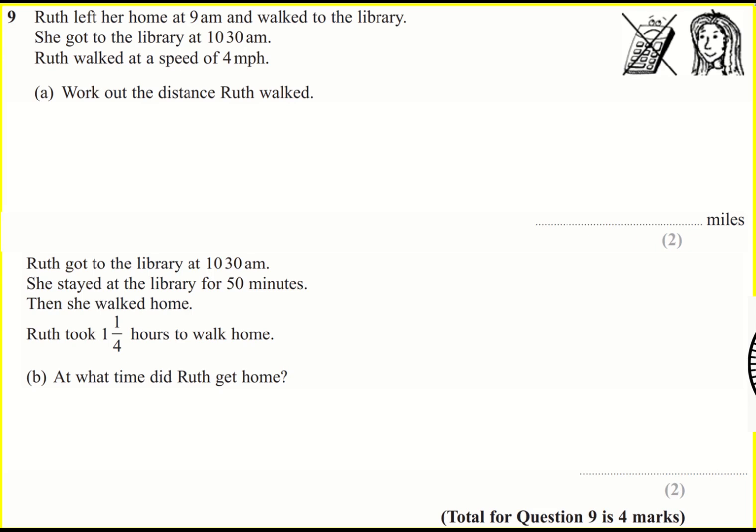Ruth left her home at 9 a.m. and walked to the library. She got to the library at 10:30 a.m. Ruth walked at a speed of 4 miles per hour. Work out the distance Ruth walked.